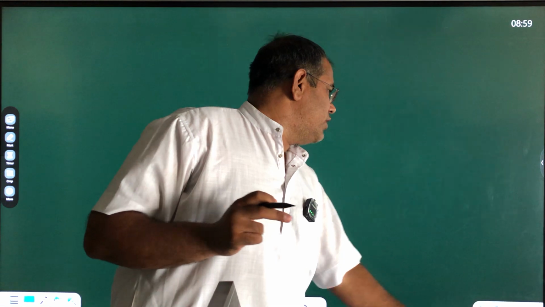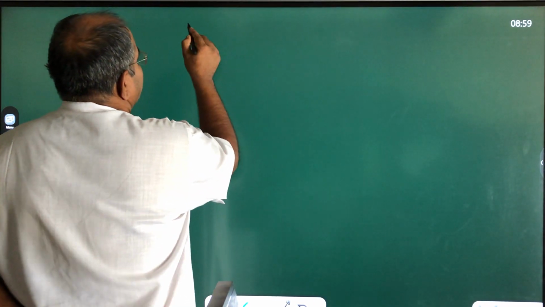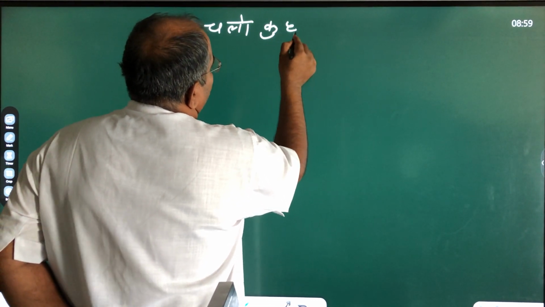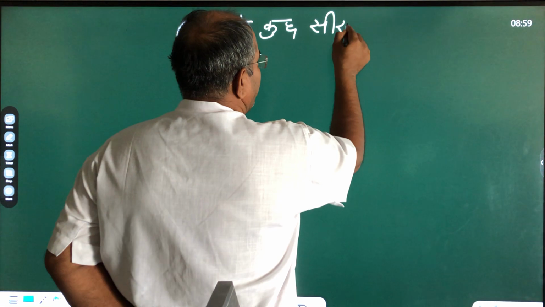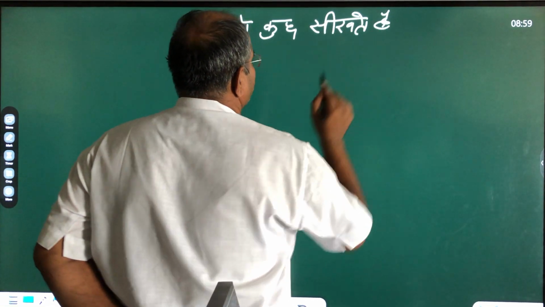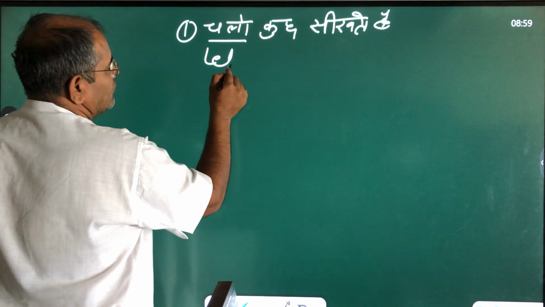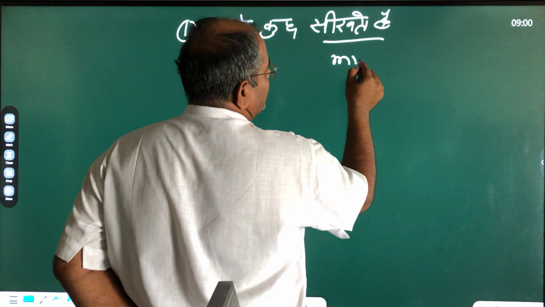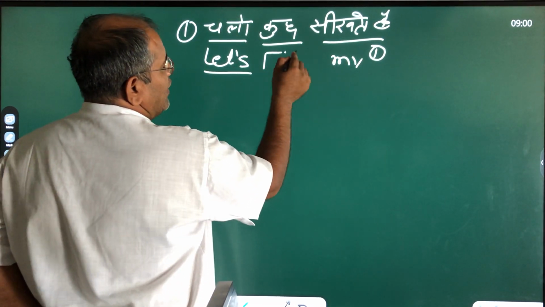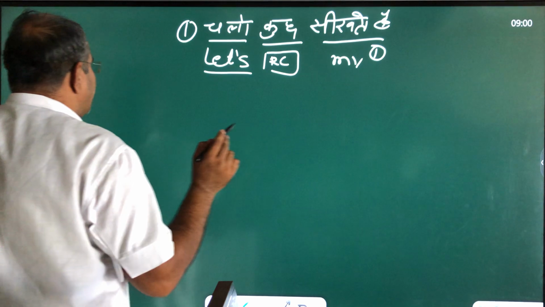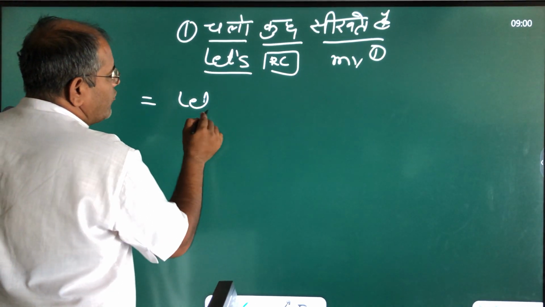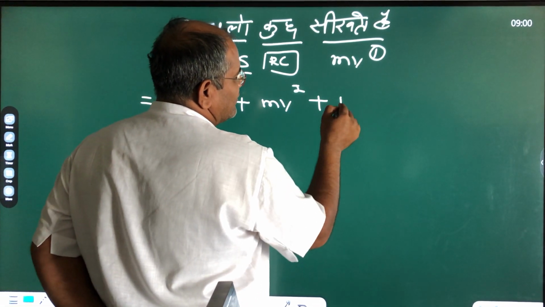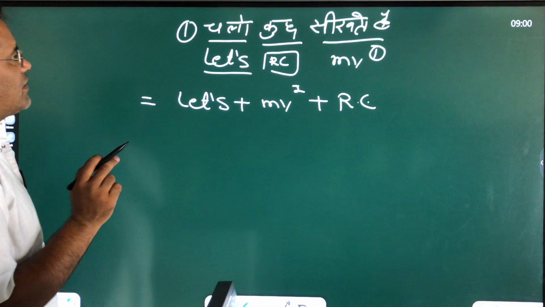Okay. So guys, first of all, I write here some sentences like that. चलो कुछ सीखते हैं. चलो means let's. सीखते हैं, it means MB's first form. कुछ means RC. So guys, our pattern is that first of all we have to use let's, then MB's first form, and then RC. Okay. So guys, the sentence is चलो कुछ सीखते हैं.